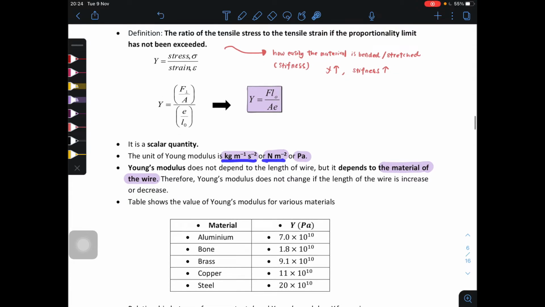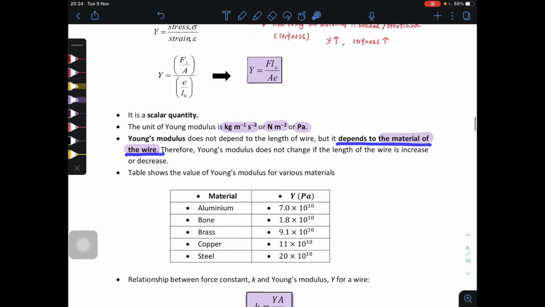Okay, so since I said that Young's modulus is to indicate the stiffness of the material, so it does not depend on the length of the wire. Okay, tidak kisahlah wire tu lebih panjang atau lebih pendek. Okay, dia tidak mempengaruhi the Young's modulus. So this Young's modulus depends on the material of the wire.